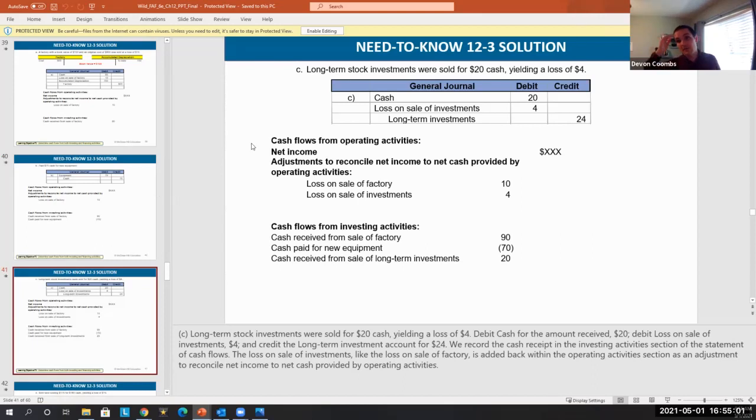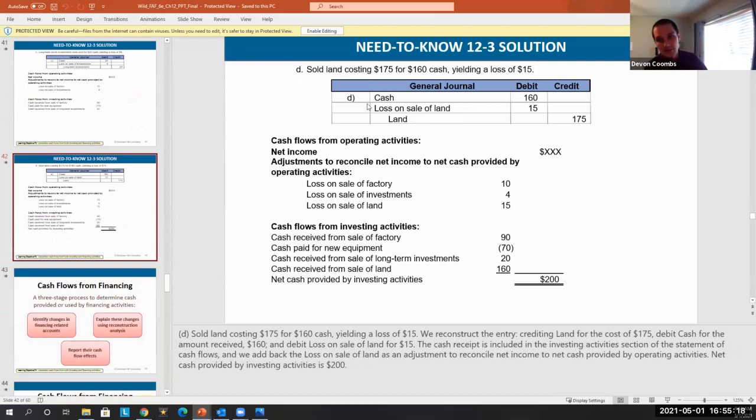If we sell long-term investments for $20 and we get a loss of 4, the 20 goes on our long-term investments, our cash flows. And then the 4 is our loss, which is a non-cash item, like depreciation. It adjusts our operating cash flows. So just kind of know where they land.